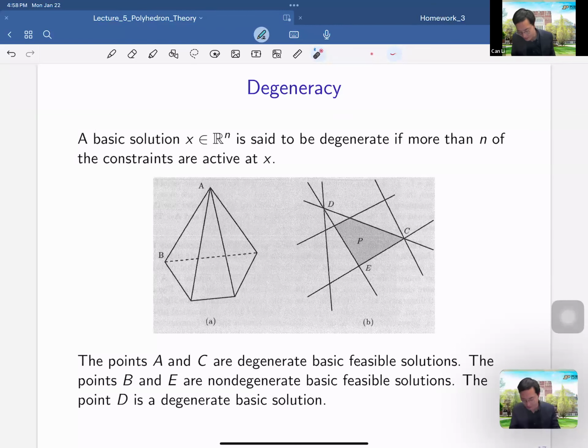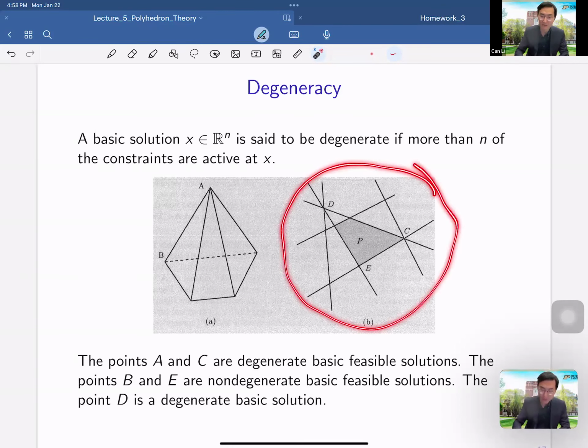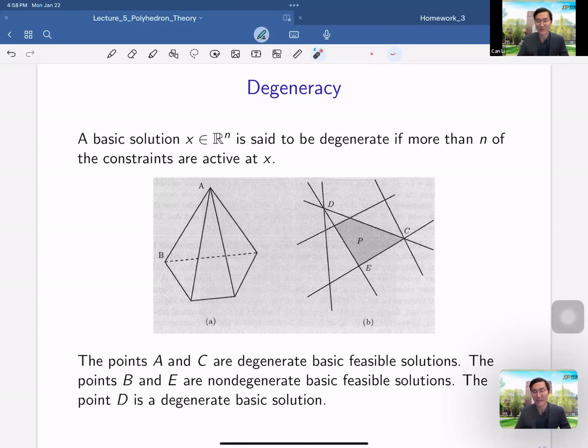So what does it mean? Let's say we first look at this problem in 2 dimensions, right?